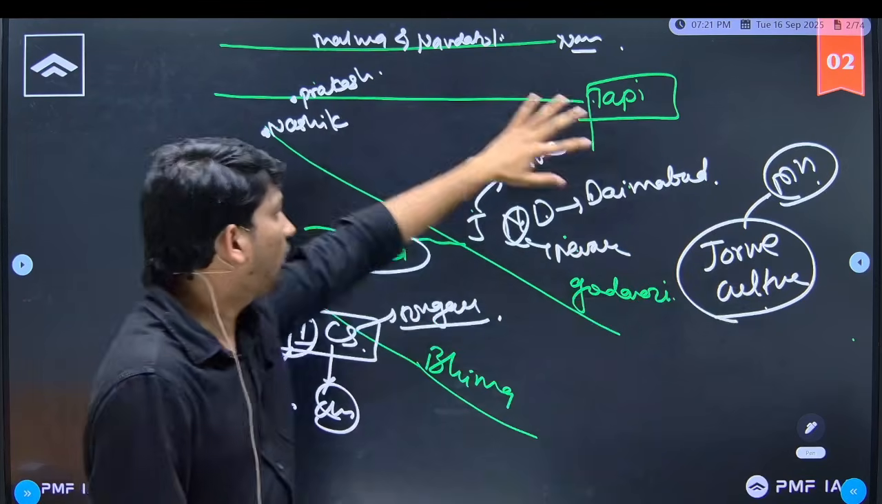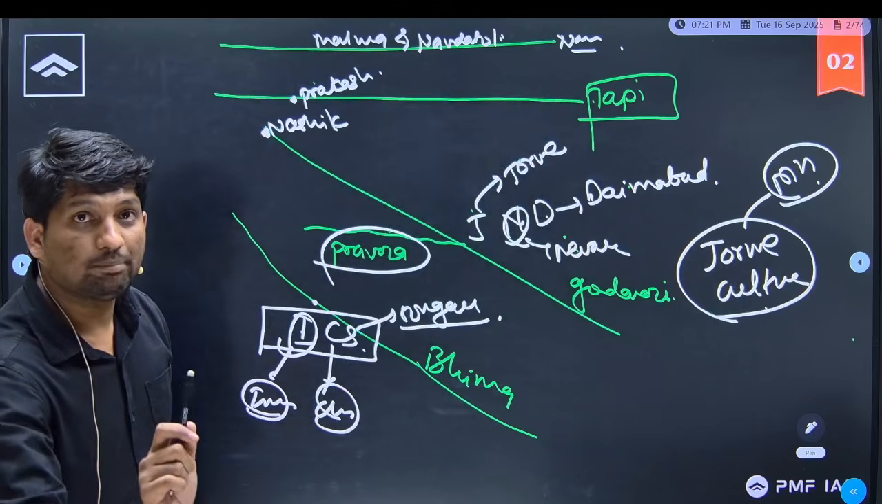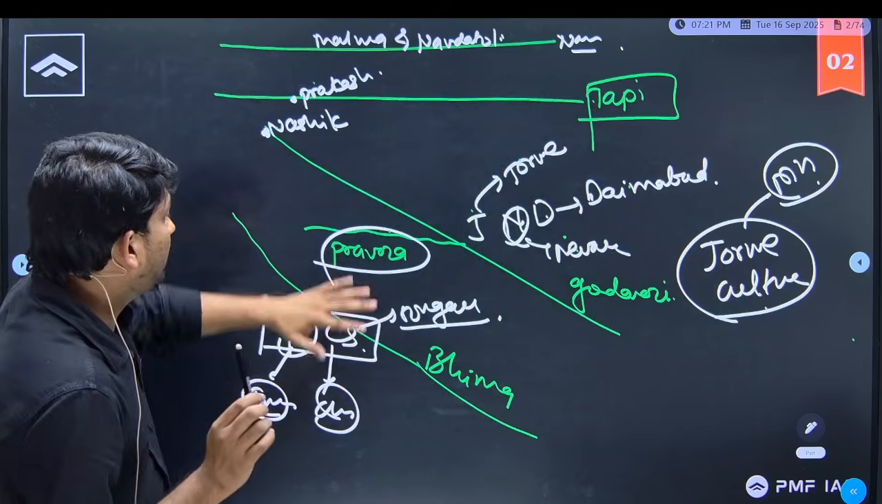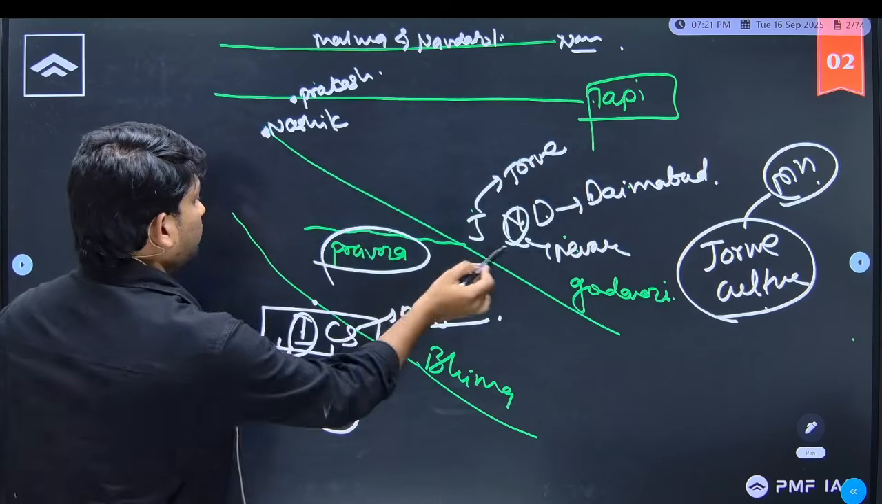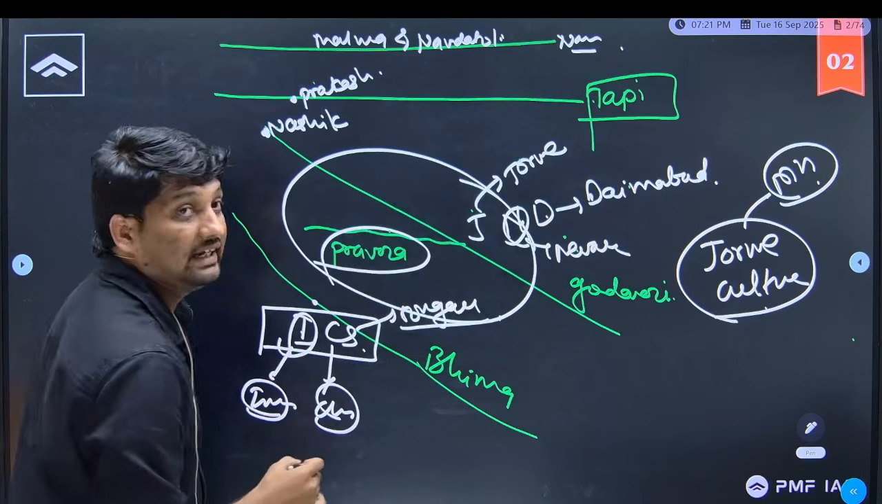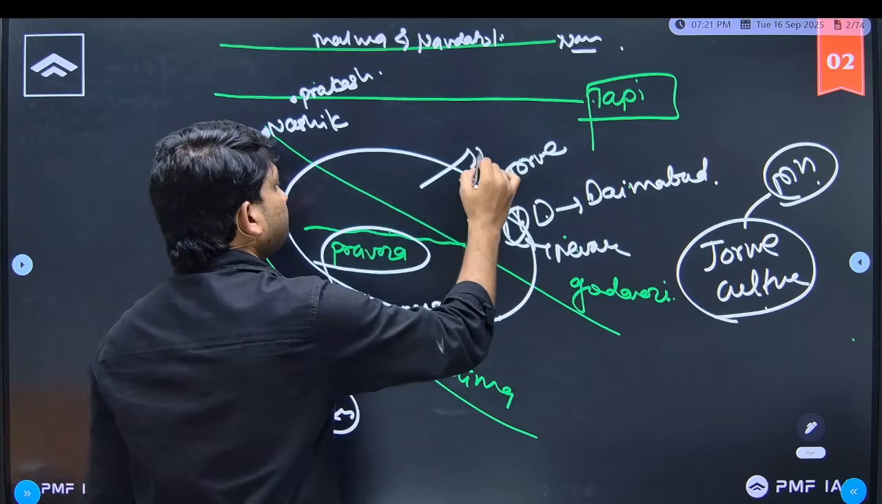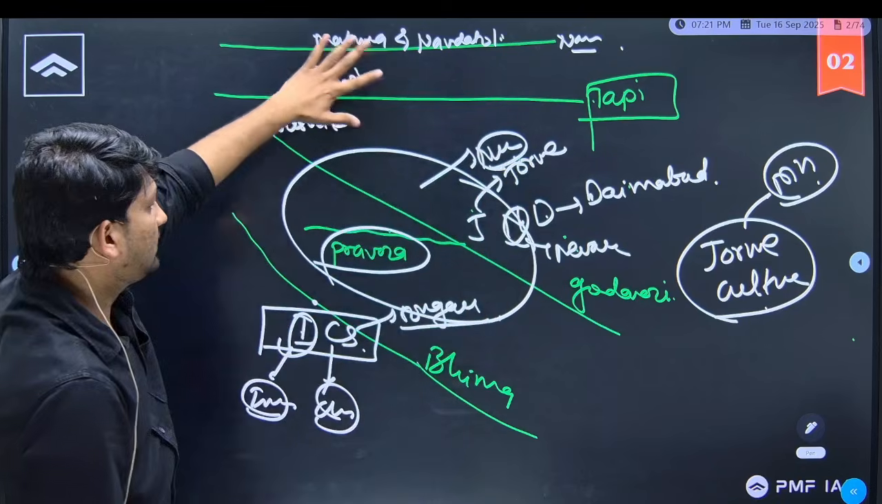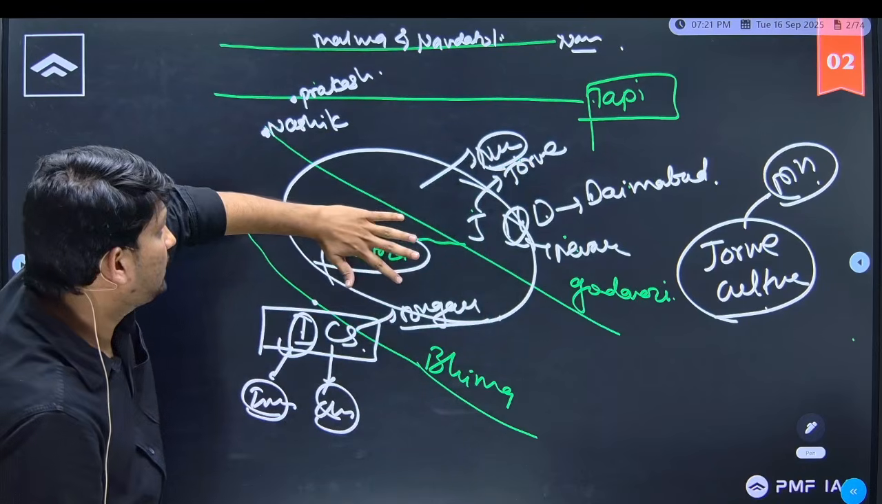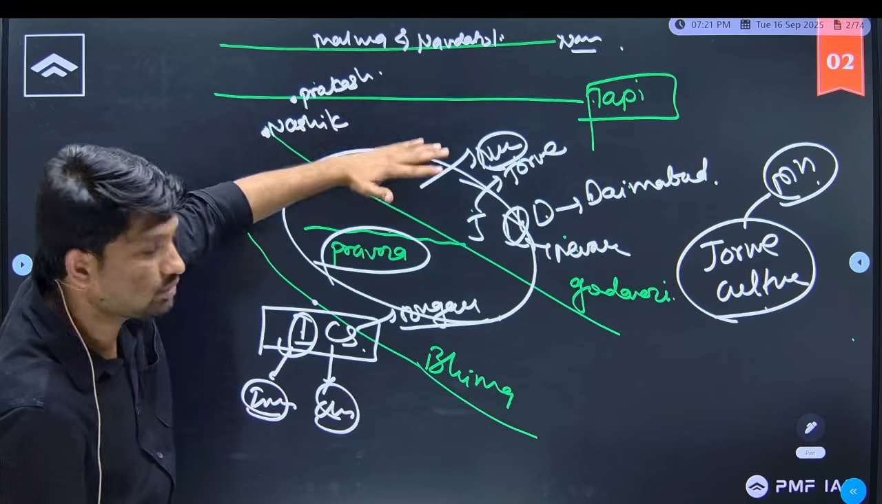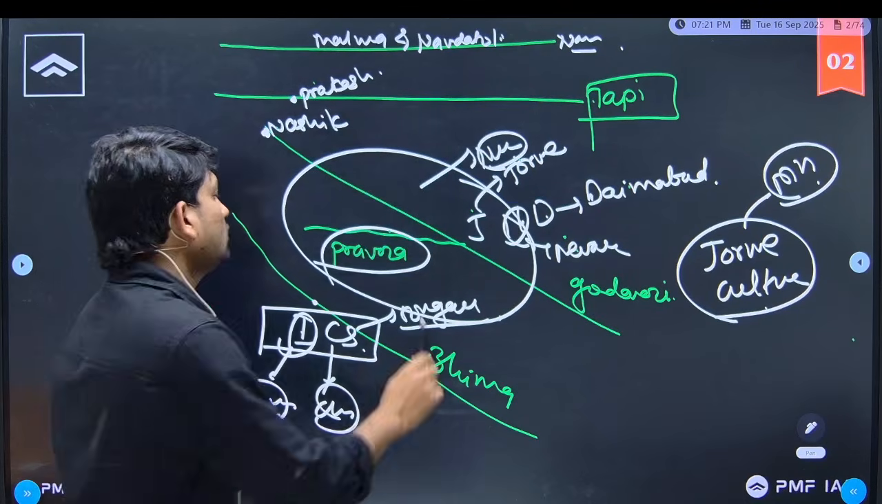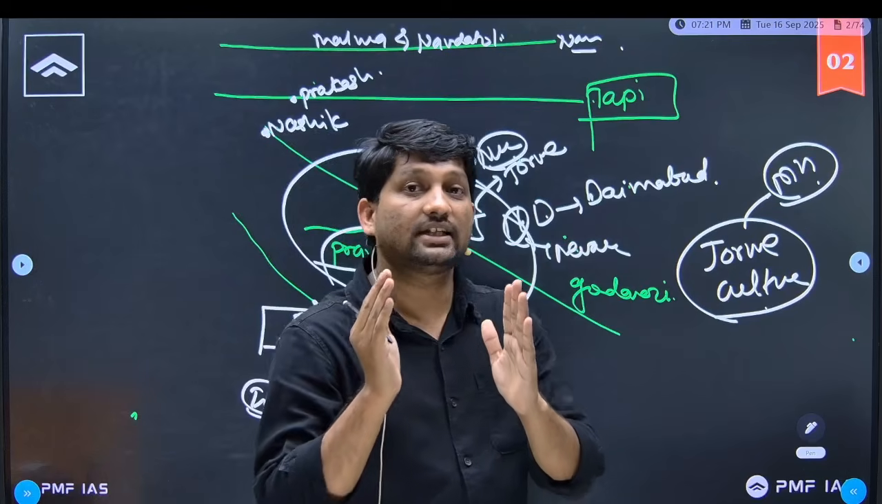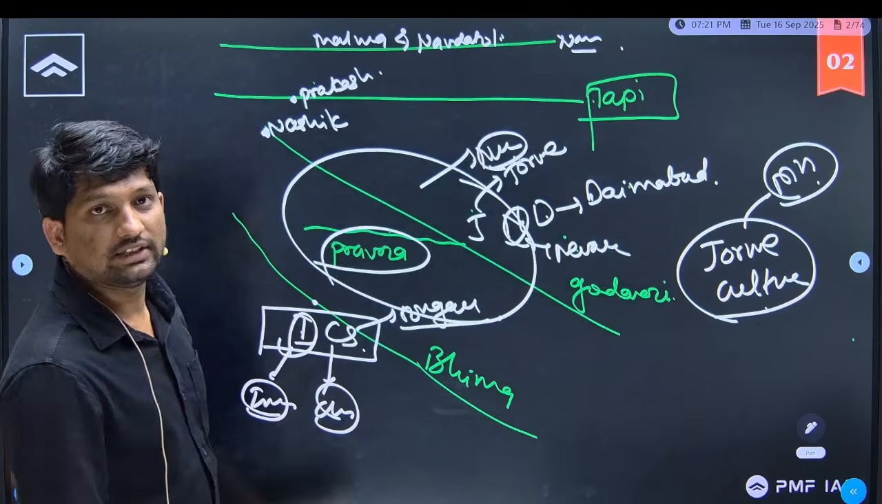All these are part of Jorwe culture. Remember, if you get this statement, this Godavari Pravara river valley is the nucleus of this Jorwe culture. Is it correct? Jorwe culture is outside here also and on these sides also. So this Pravara Godavari valley is considered as the nucleus of Jorwe culture.